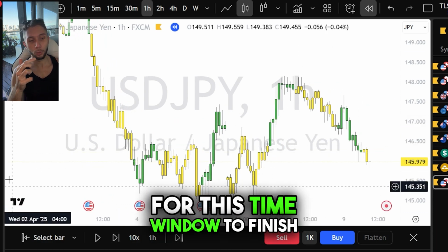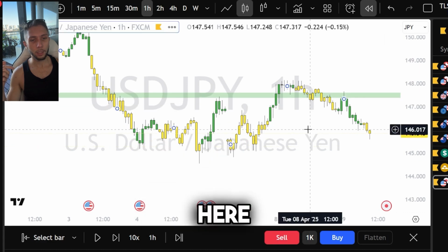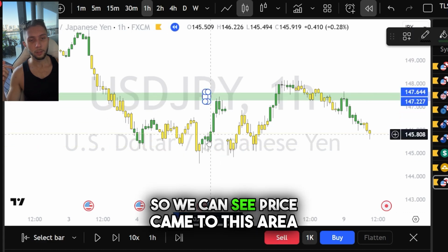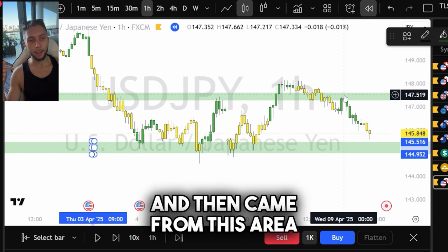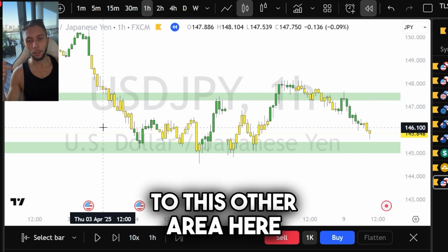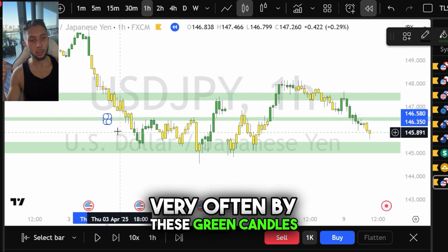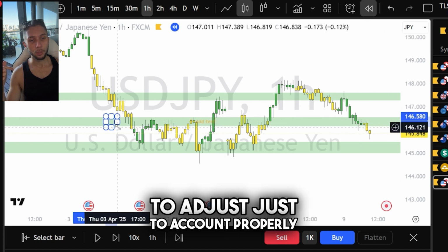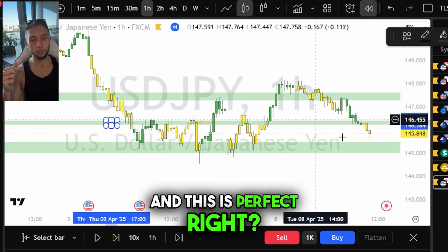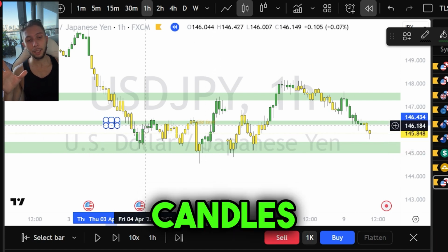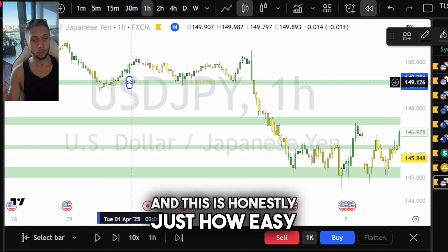What we'll do, we'll just wait for this time window to finish. So we finished just in here. Now we have a few options. First we can draw in here, so we can see price came to this area from this zone, which was another zone that was already previously respected, and then came from this area to this other area, which was also previously respected very often by these green candles, right? So these all have to adjust just to account properly for the most recent one, which is around here, and this is perfect, right? So you can see already how the green candles will form zones that are respected by the green candles, and this is honestly just how easy it is.